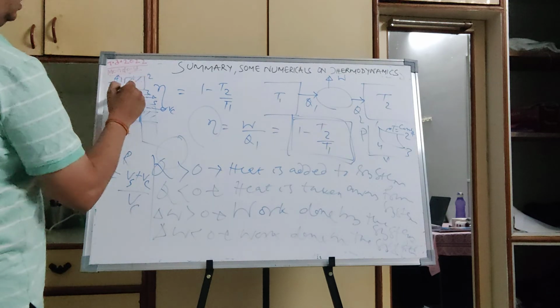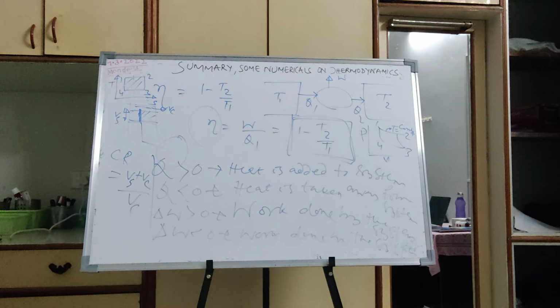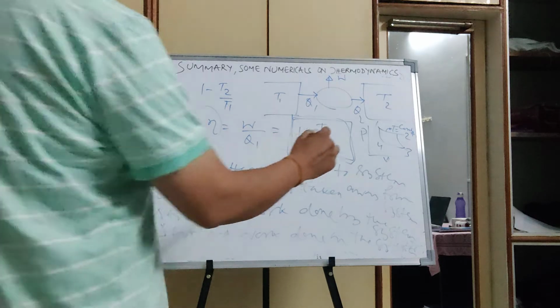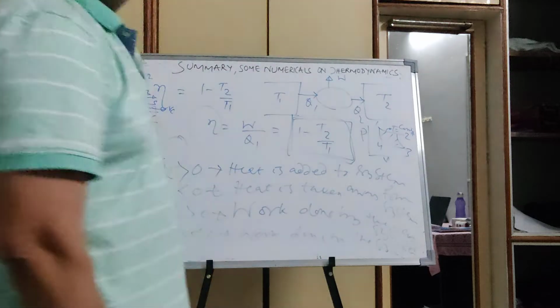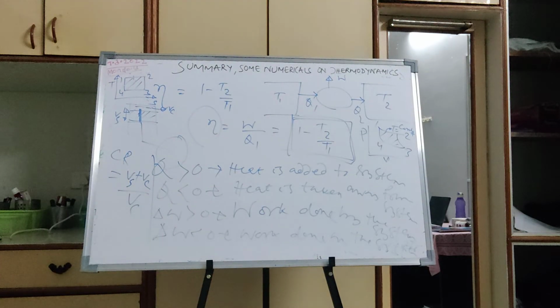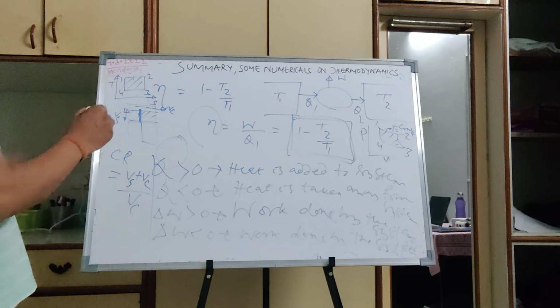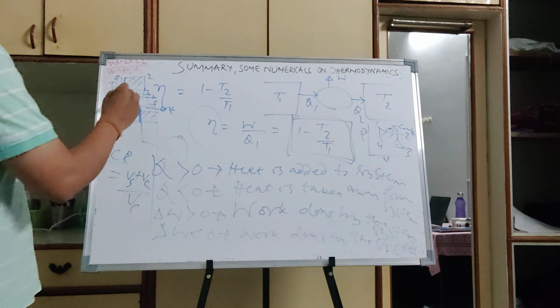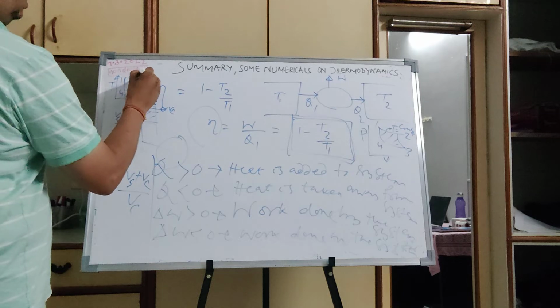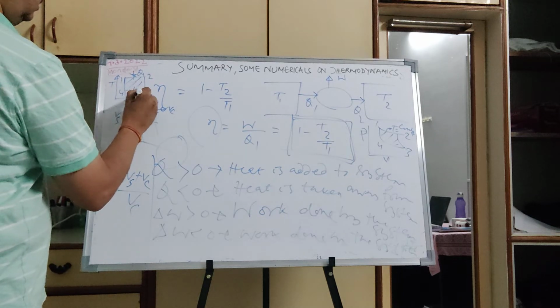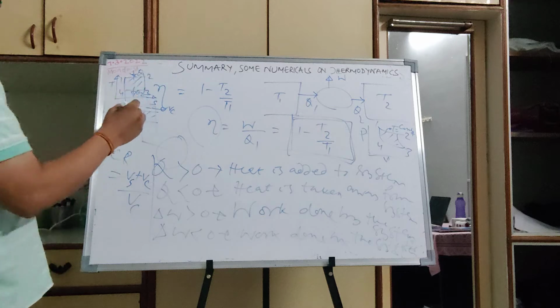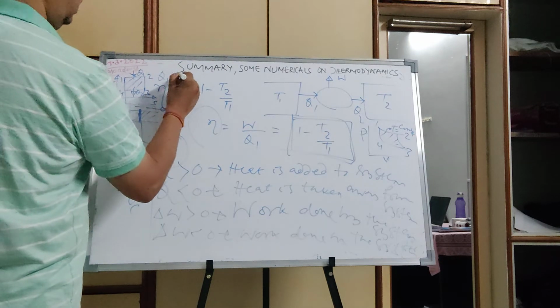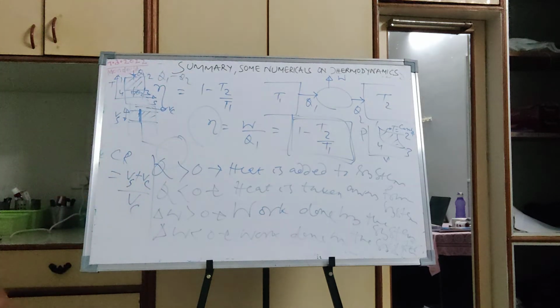So the area under TS curve is your net heat. The area under PV curve is equal to your net work done. And you know net heat is equal to net work done in a cyclic process because there is no change in internal energy. So if you think like this is my total area, so this is my Q1 and this is my Q2. So net Q1 minus Q2 is equal to the area under this rectangle.